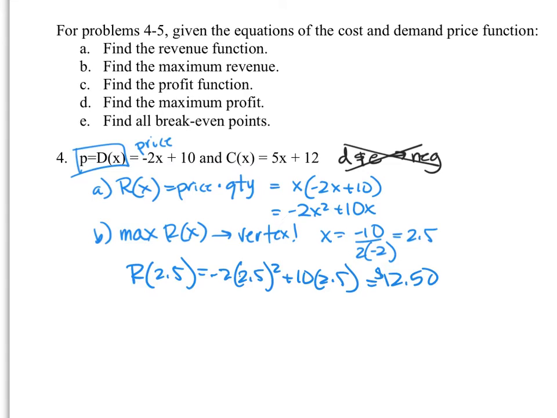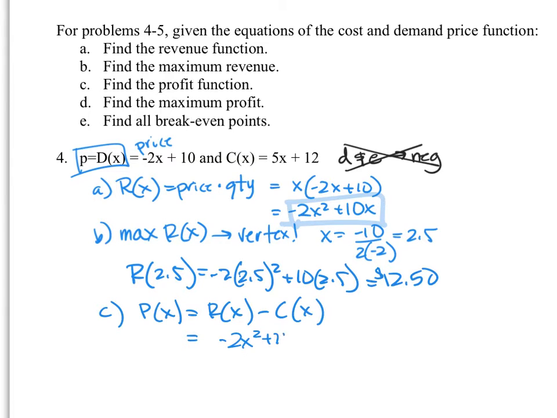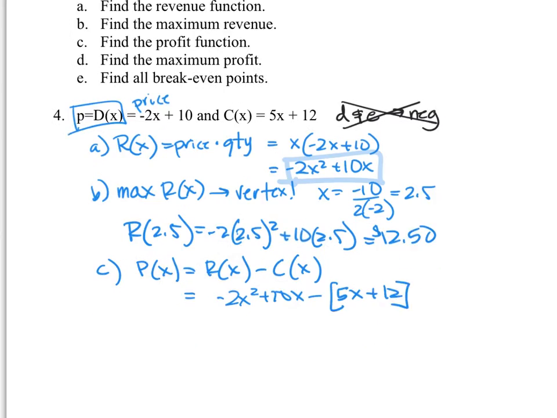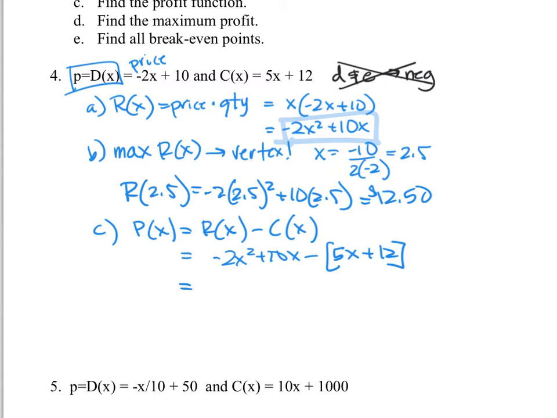So the next thing we are going to figure out, everybody, is the profit function. And so we end up with the revenue function minus the cost. Now again, our revenue function is right up here, the negative 2x squared plus 10x, and I'm sure I have told you I like to use brackets. So we are going to have the 5x plus 12, which is the cost. We end up with negative 2x squared plus 5x minus 12.